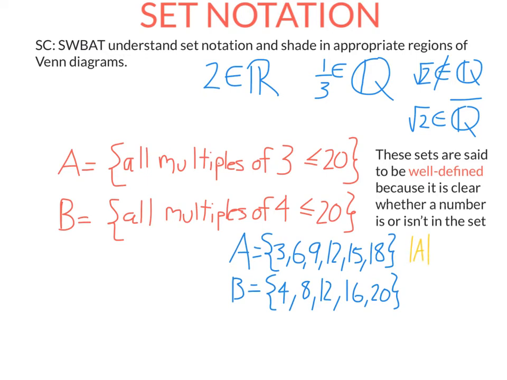So the number of elements in A, the number of members, is just 6. There are 6 numbers, 6 members of this set, and the number of members in set B is 5.